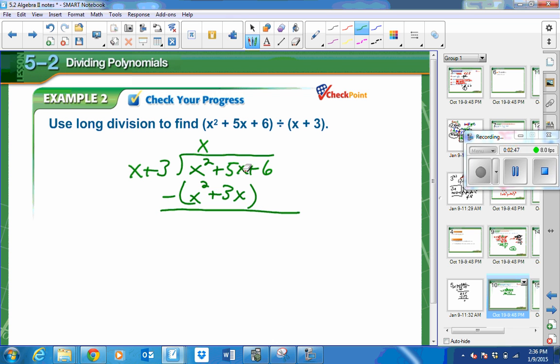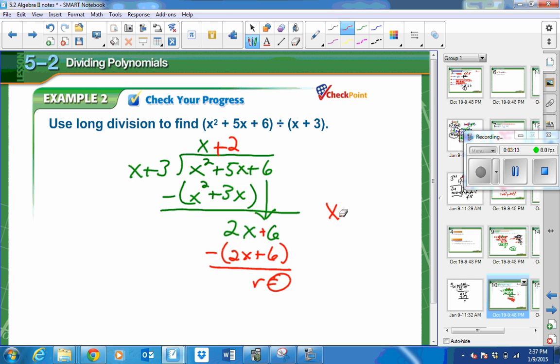First term cancels out. We have 5x minus 3x is 2x, and then bring down your 6. x times what gives us 2x? That's going to be plus 2. Multiply that times x and times 3, so we get 2x plus 6. We want to make sure we subtract that, and we get a remainder of 0. So in this case, x squared plus 5x plus 6 divided by the quantity x plus 3 is equal to x plus 2.